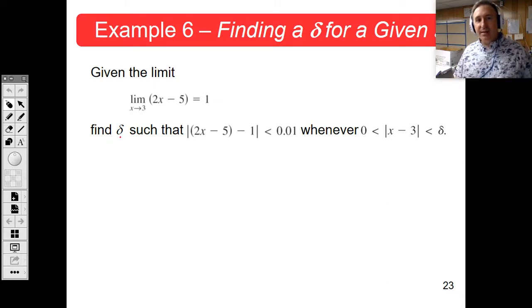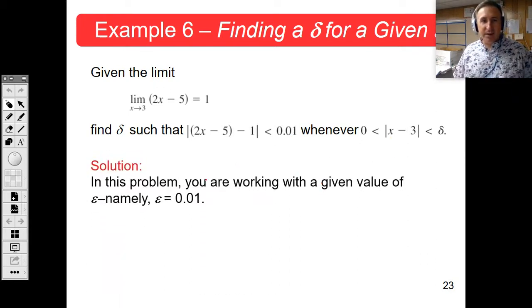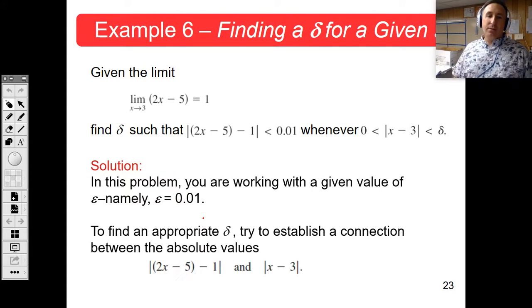And then we want to find some delta such that the difference between the function and its y value is less than 0.01 whenever we're between there. So the way we do this, we're trying to figure out how close we want to be to that limit, right? And so we find an appropriate delta to try to establish a connection. This is just saying, how far away to the left or the right do I want to be to get within 0.01 of my y value?